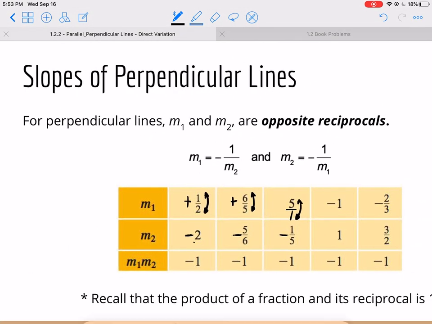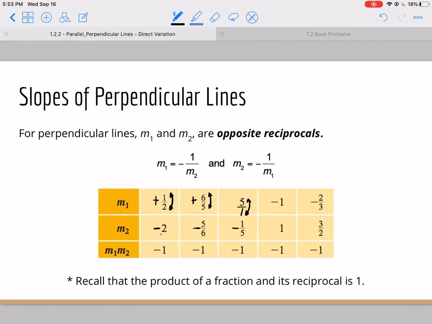The product of the fraction and its reciprocal is always going to be a -1. That should be a negative right there. That's just kind of a side note. You don't really have to remember that off the top of your head.